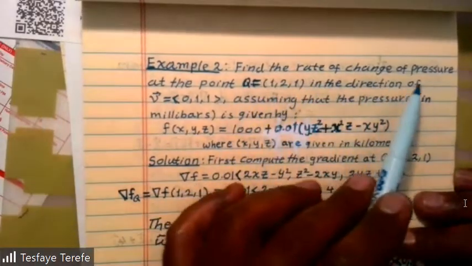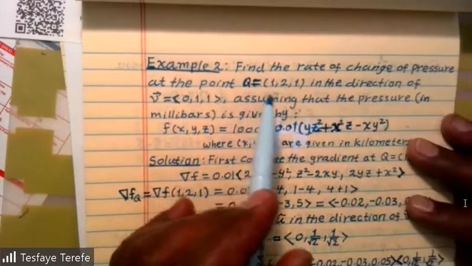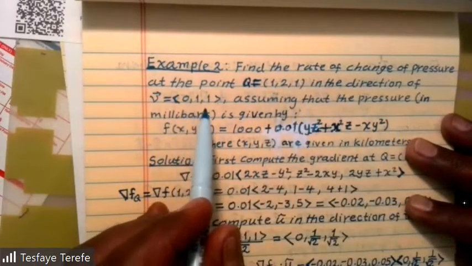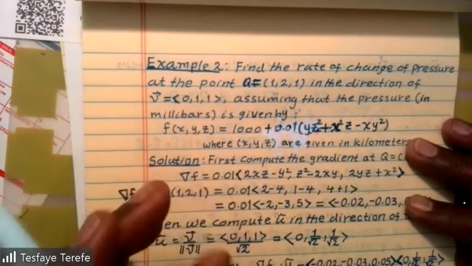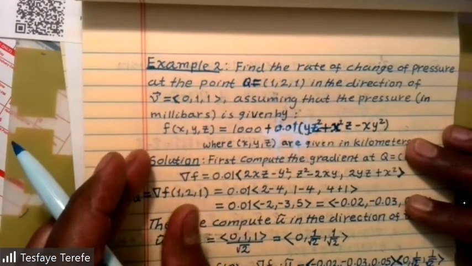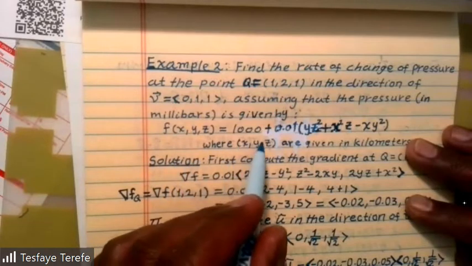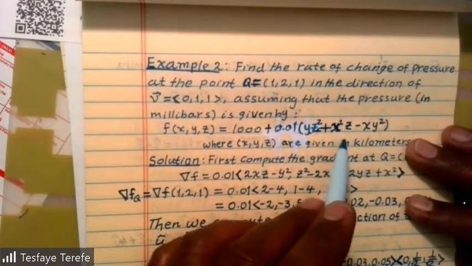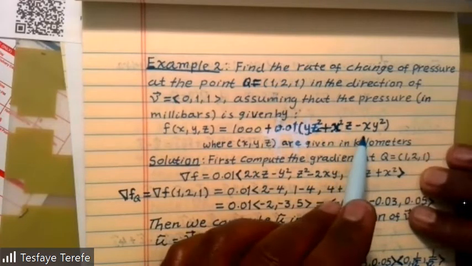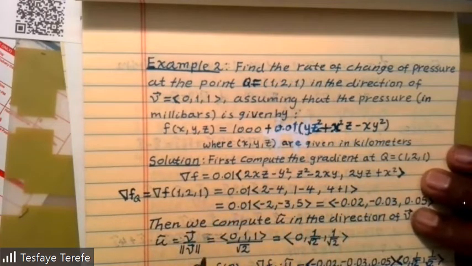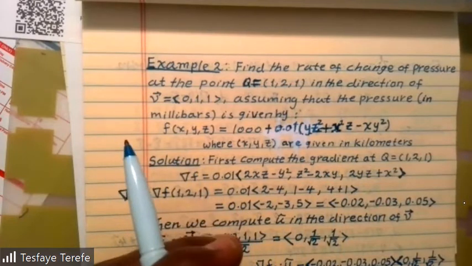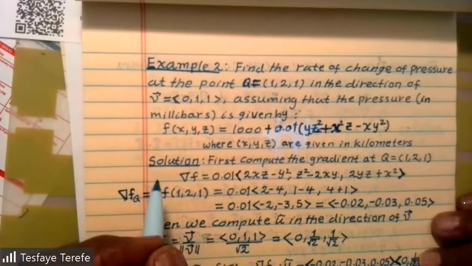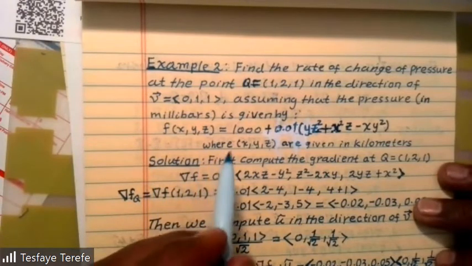Find the rate of change of pressure at the point Q (1, 2) in the direction of V, which has components 0, 1, 1, assuming that the pressure in millibars is given this way: 1000 plus 0.1 times (y z squared plus x squared z minus x y squared), where x, y, z are given in kilometers. So what you have to do first is find the gradient.